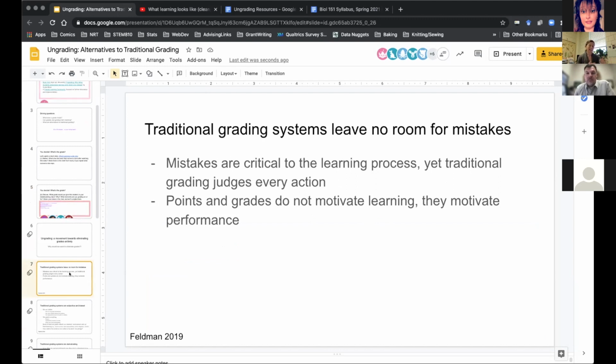So even though we recognize in watching that video that mistakes were critical, right? As that skateboarding student was failing over and over again, they were paying attention to feedback on what their feet were doing and their body and their core and how that was all interacting. Traditional grading would grade every action, and so that student would have failed overall, potentially, right, in a traditionally graded classroom. And we also know that points in grading don't motivate learning, they motivate performance, right? So students, when you say, what do you want to do in this course? I want to get an A, right? Because we've trained them to think about points and grades rather than the learning process.